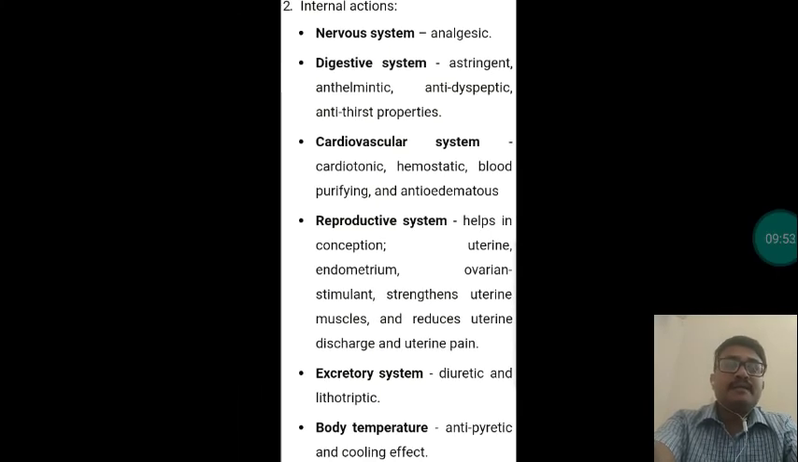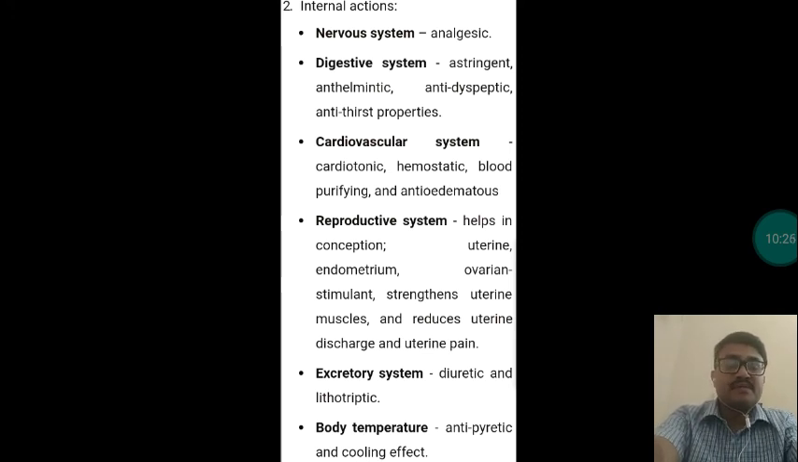Now, internal actions. Nervous system, when it is taken, it is analgesic. Digestive system, it is astringent and anthelmintic, anti-dyspeptic, anti-thirst properties. Cardiovascular system, it is cardiotonic, hemostatic, blood purifying, and anti-edematous or anti-inflammatory.